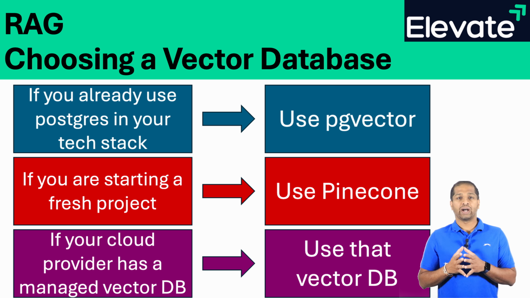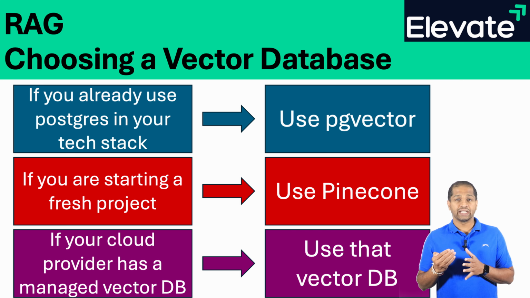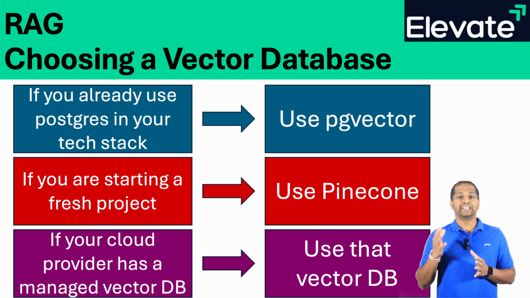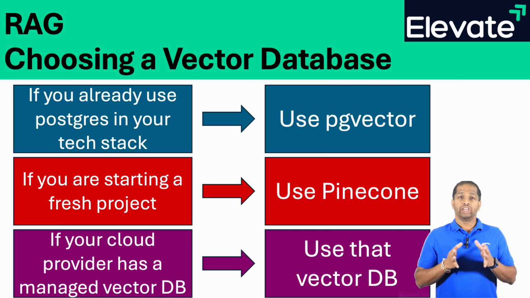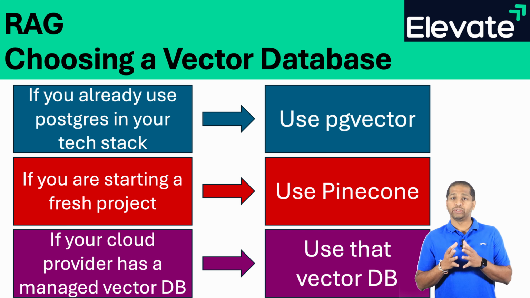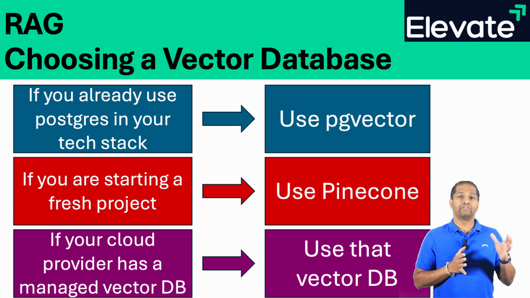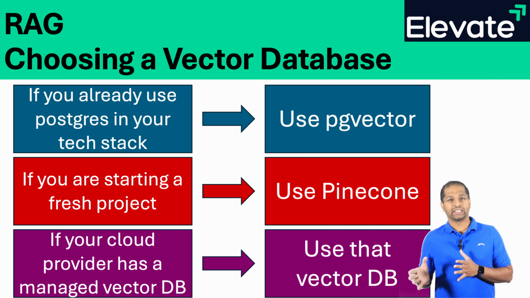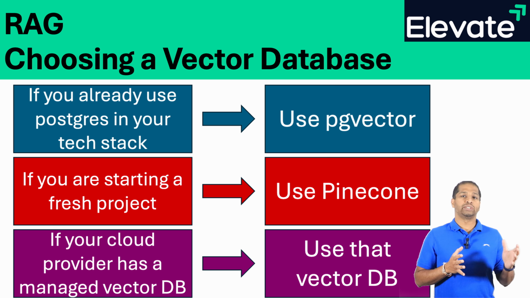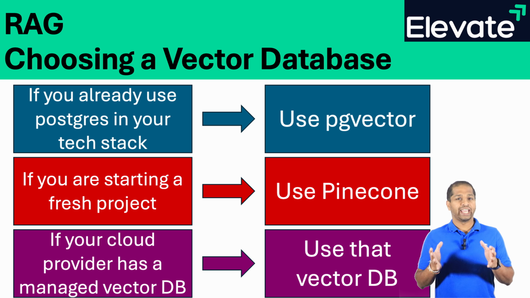However, Sam Bhagwat's recommendation for vector databases in his book Principles of Building AI Agents is as follows. If you are already using Postgres in your current tech stack, PG Vector is a convenient solution. If you are starting a fresh project, Pinecone is a default choice with a nice UI. If your cloud provider has a managed vector database, go with that, such as the Amazon Bedrock Knowledge Bases in the AWS cloud.